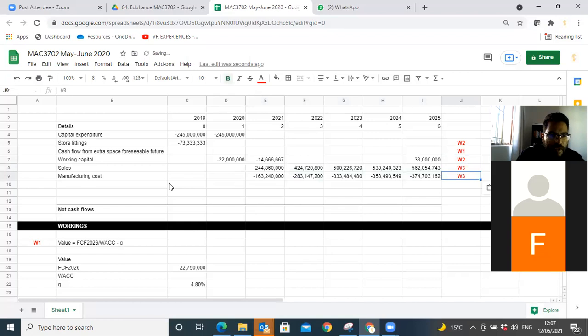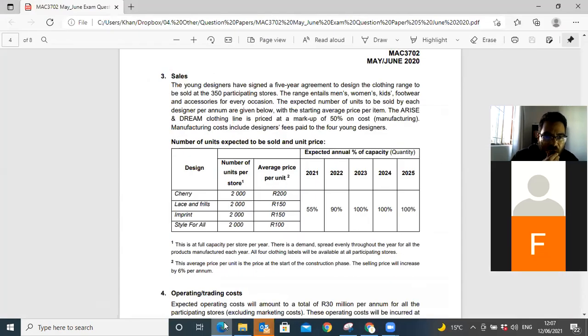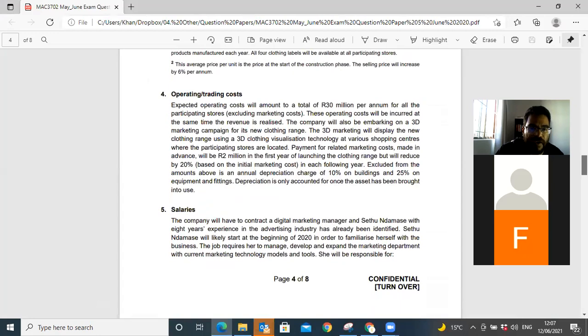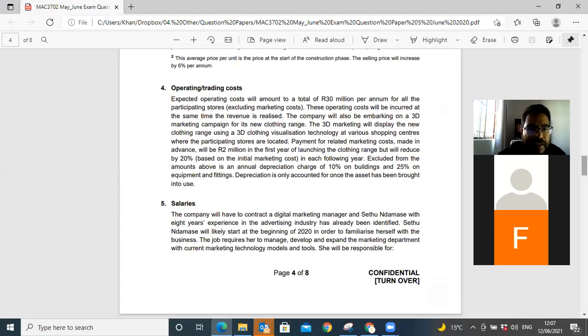Okay. Now that was the cost over there. All we need to do is have operating trading costs. So they say the expected operating costs will amount to 30 Rand per annum for all participating stores. These operating costs will be incurred at the same time the revenue is realized. Okay. So 30 per annum. So that is operating costs.